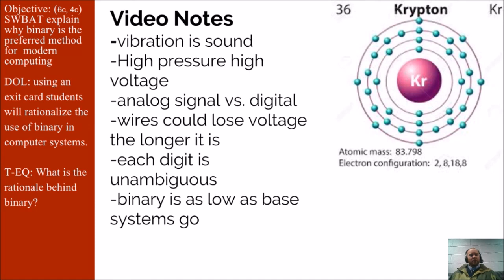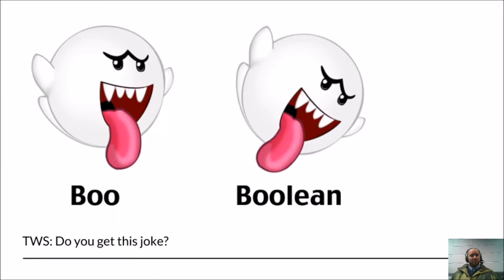The guy talks about vibration being sound. Wires could lose voltage the longer the wire is, so there will be systems in place for that. Each digit is unambiguous. That's a very important concept to think about when answering the question why binary is the preferred method for computing. It's unambiguous. It's either 0 or 1. There is no in between. And binary is as low as base systems go. There is no lower number system than binary.